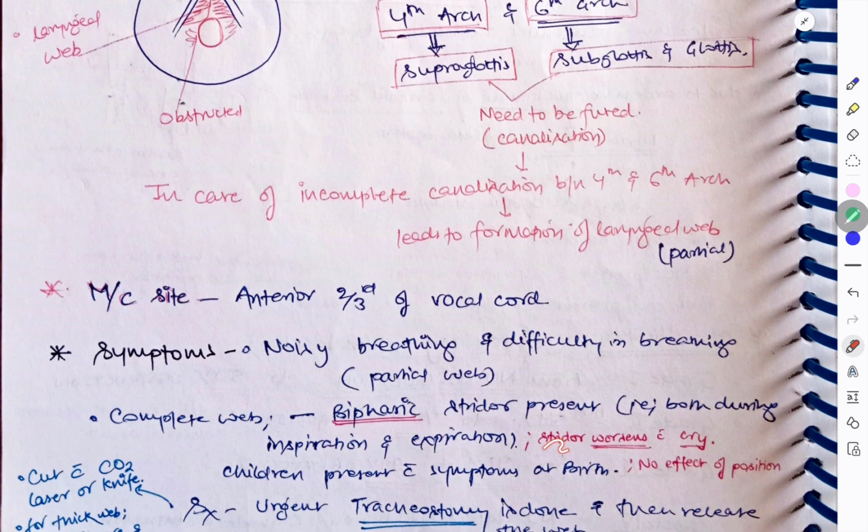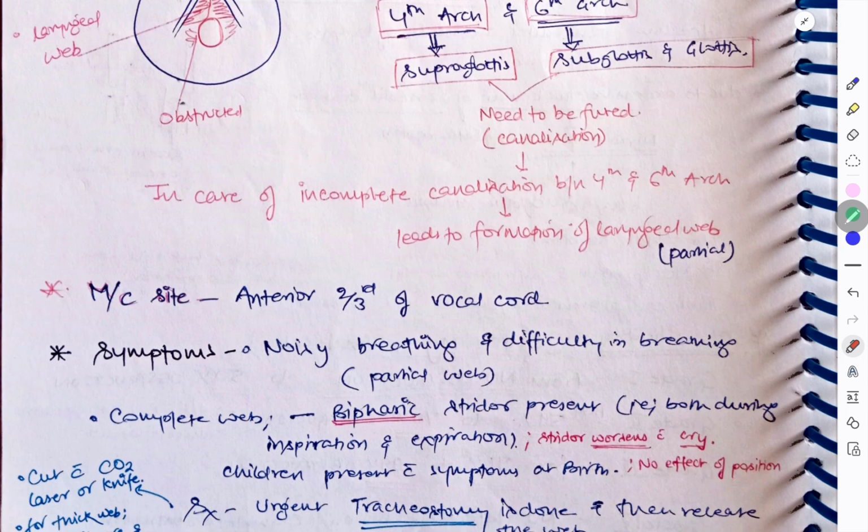Stridor also worsens in crying, because in crying the vocal cords will be in the midline and there was already obstruction, and again we are pushing them to the midline, so the stridor worsens on crying. Children present with symptoms at birth in case of complete web. And there is no effect of position, lying supine or prone, there is no effect of position.